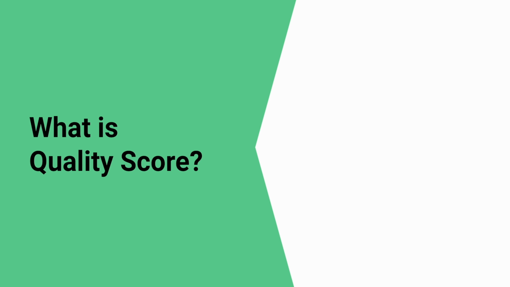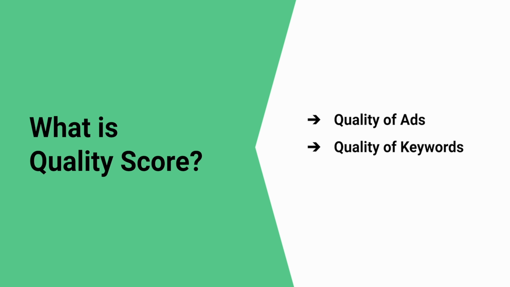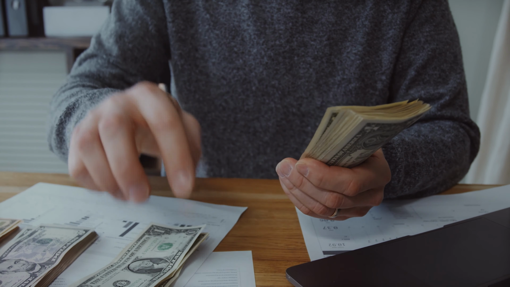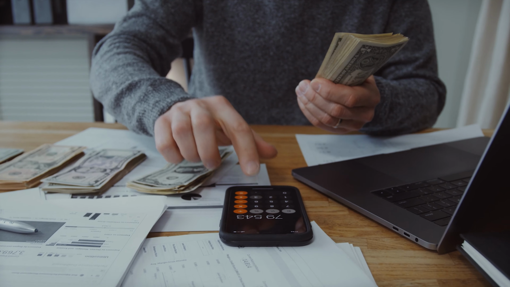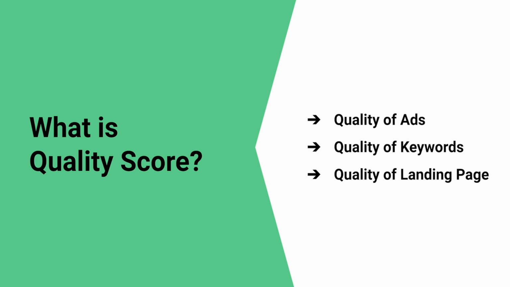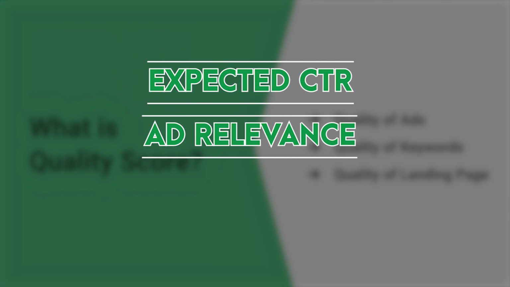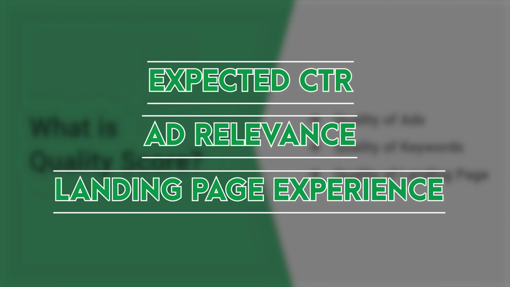What is a quality score? Quality score is basically the estimate of the quality of your ads, the quality of your keywords, and also of the landing pages. All of these are usually combined together to give you the quality score. Higher quality ads can lead to lower ad prices and also better ad positions. Quality score is composed of expected click-through rate or CTR, ad relevance, and also the landing page experience.